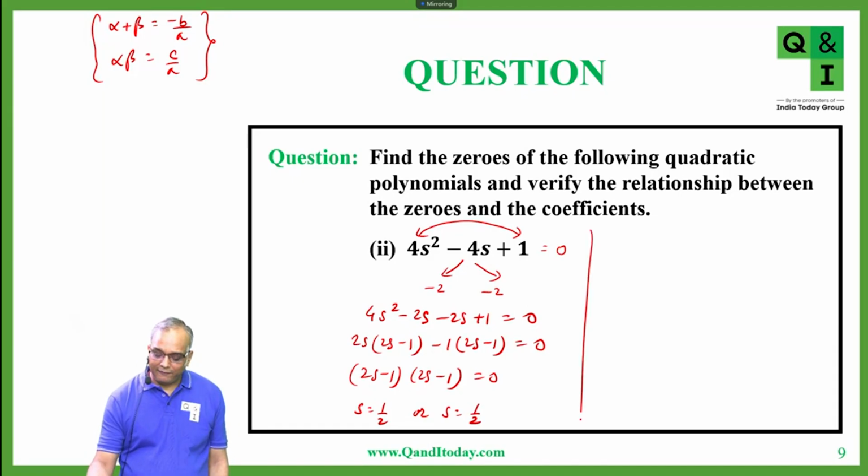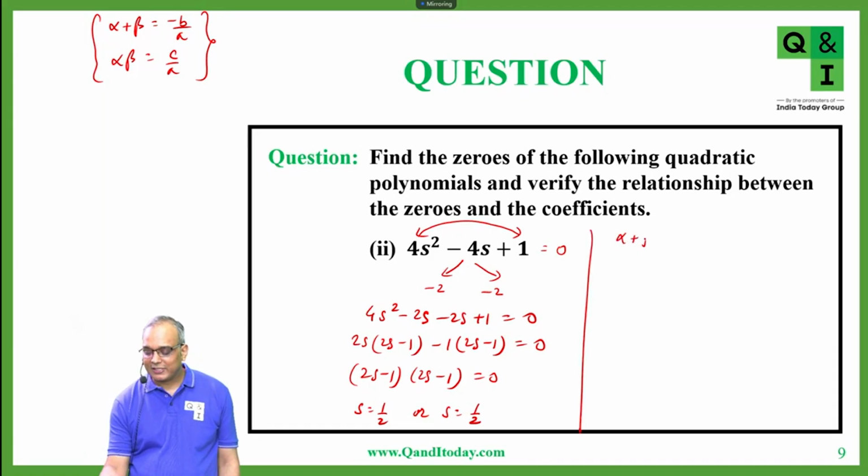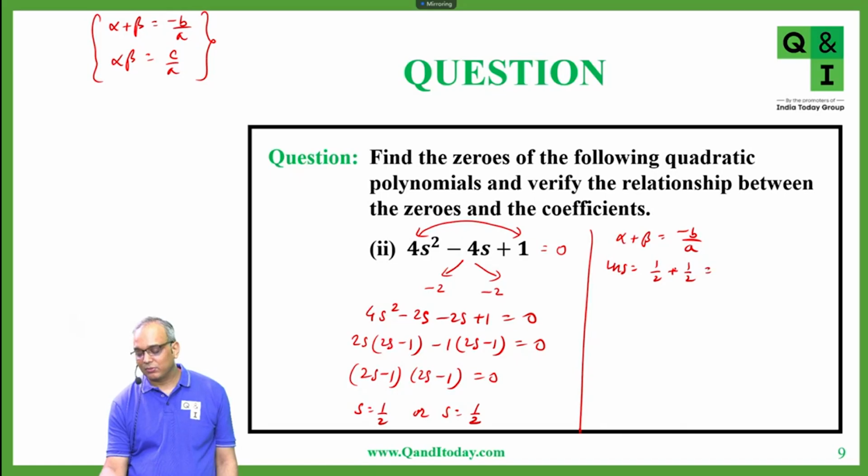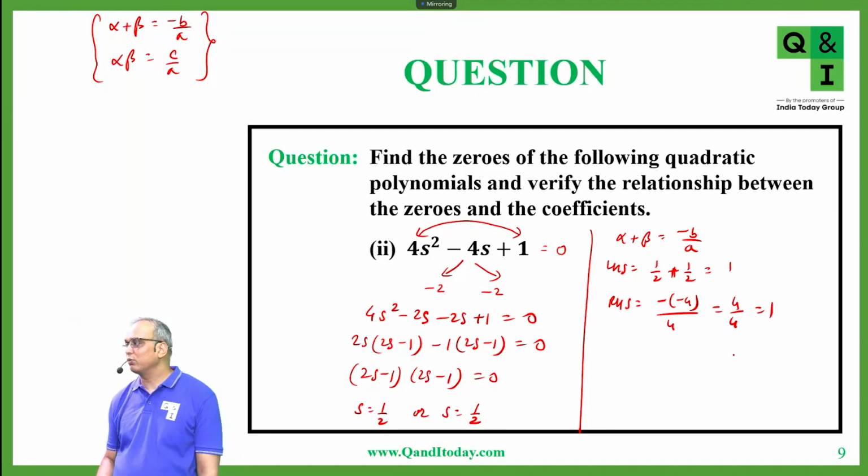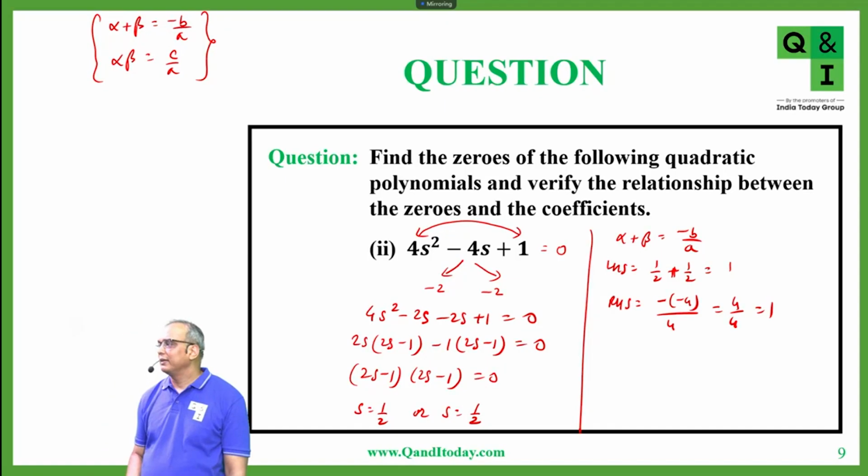Now let us verify these relations. First relation, alpha plus beta is minus b by a. Your LHS is alpha plus beta, which means 1 by 2 plus 1 by 2. These are the two zeros, which is equal to 1. And your RHS is minus b by a. So minus b means minus of minus 4, over 4. That is 4 over 4, which is equal to 1. Clear?